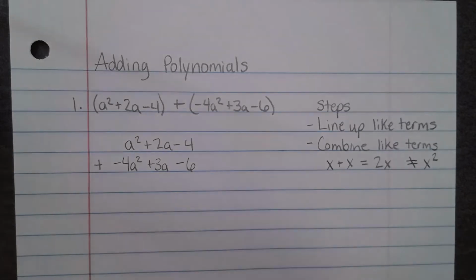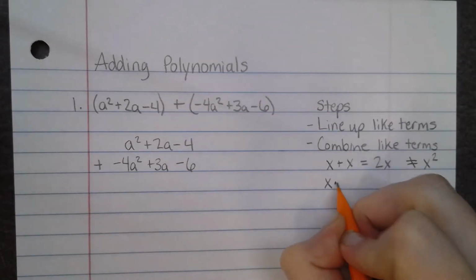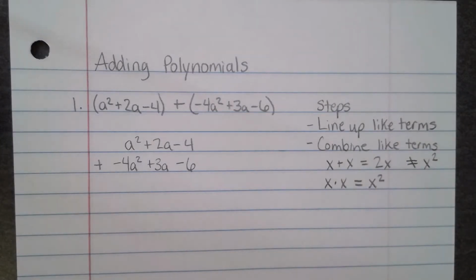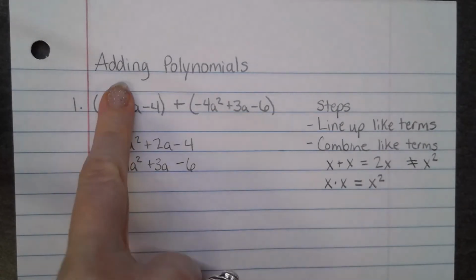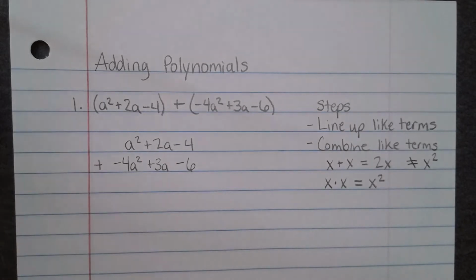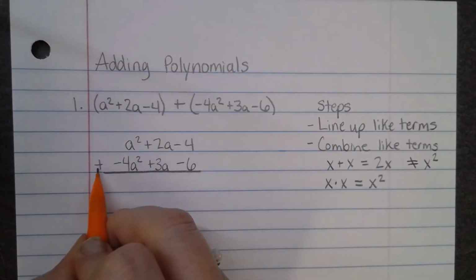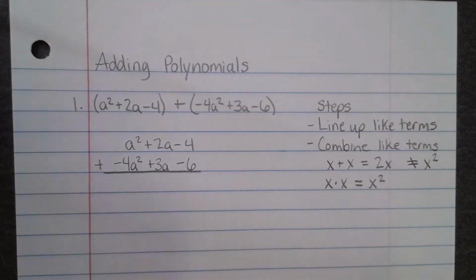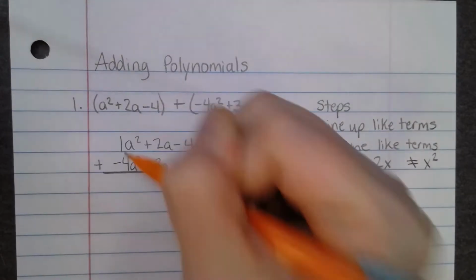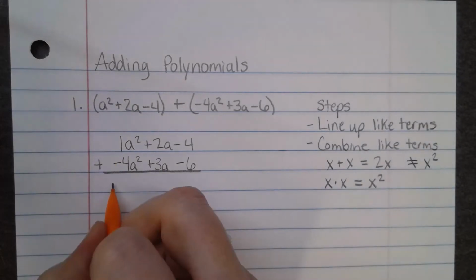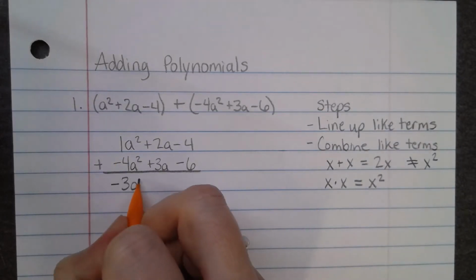We do make it x squares when we're multiplying. X times x is when it is x squared. But of course in this lesson we are adding, not multiplying. Let's do that now. We have a squared, we're adding with negative 4a squared. In front of the a squared there is an understood 1 if you need to show that in order to combine. 1 plus negative 4 is negative 3a squared.